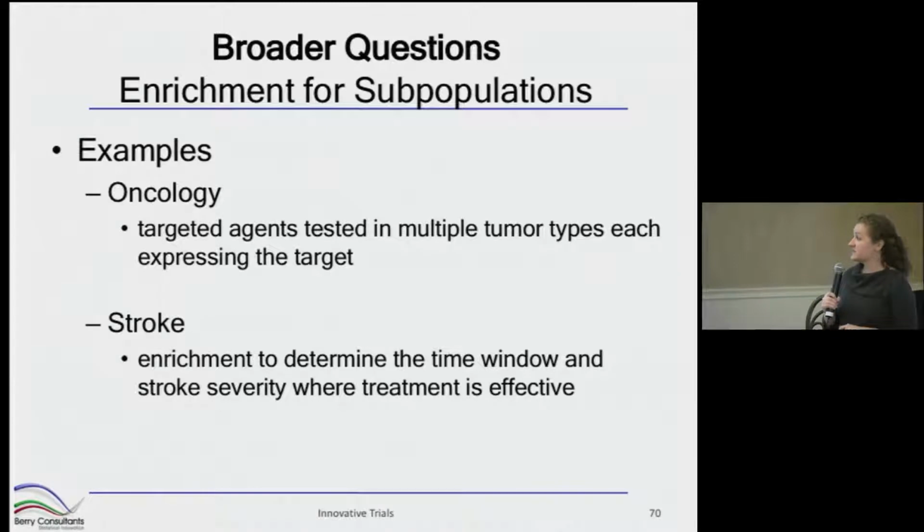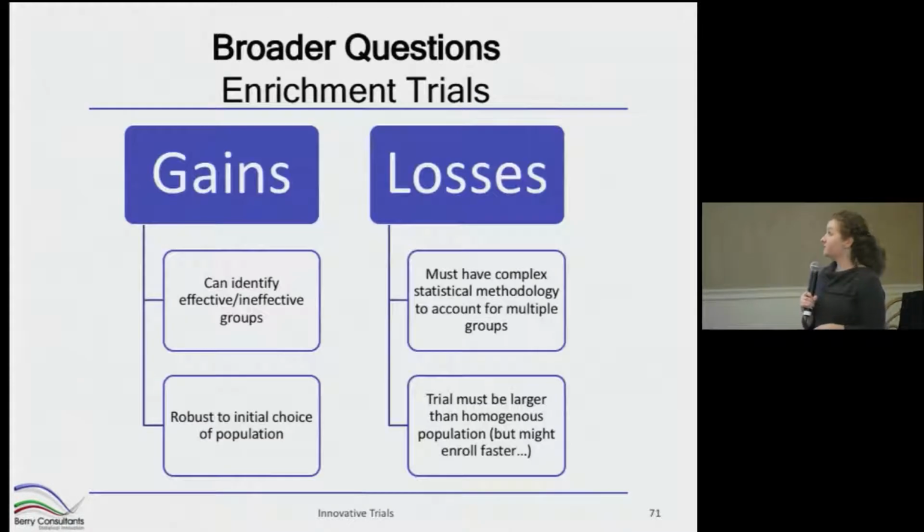We've also seen some examples in other areas, like stroke, and we're going to walk through an example here where the enrichment was done to determine the time window between when the stroke occurs and when the patient gets to the hospital, and the stroke severity. And the idea is, does the effectiveness of the treatment differ across this population, or is it effective everywhere? So with enrichment trials, the main idea and the gain is that we can identify where the treatment is effective and where it's not.